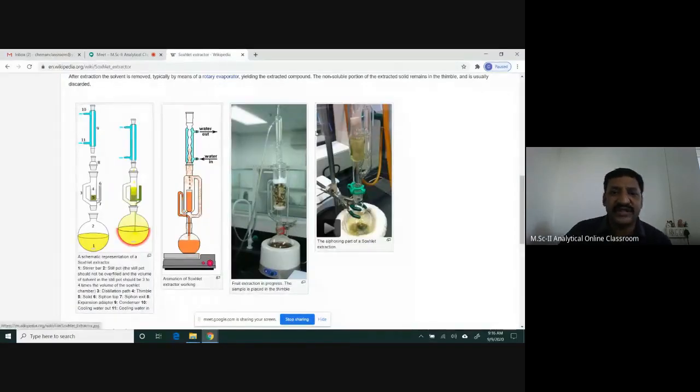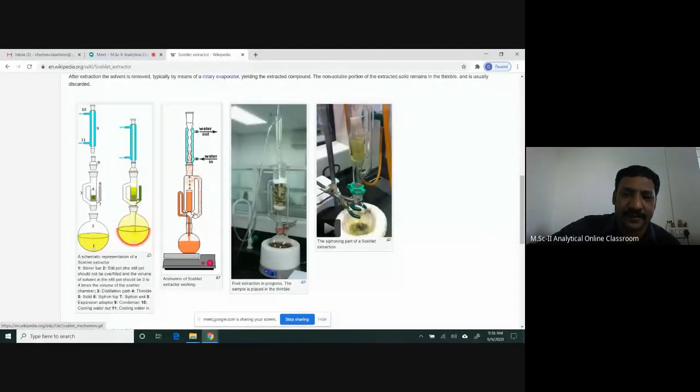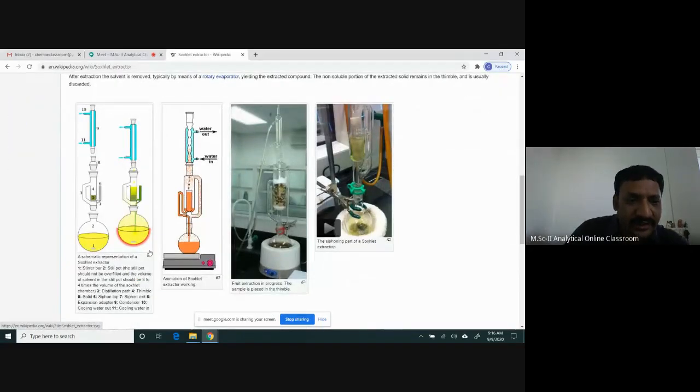So you see this diagram? Yes, no? Yes, sir. Okay. So this is called a Soxhlet apparatus. What is it called? Soxhlet apparatus. Okay. So in this Soxhlet apparatus, you have to see here. Here is the condenser. And here is another tube. It is called a thimble tube.